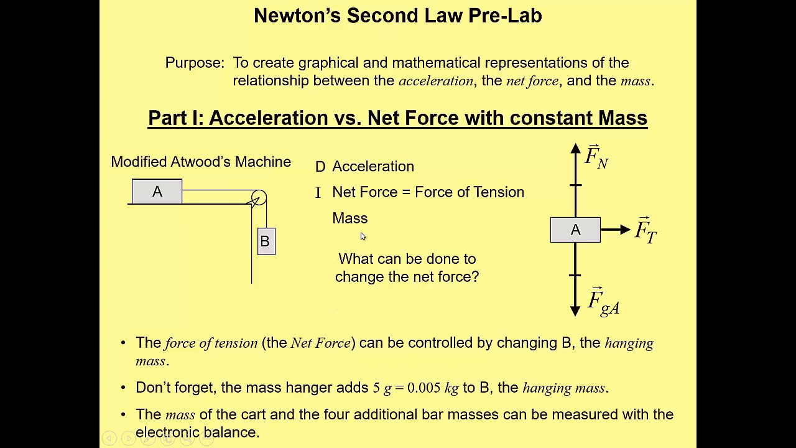Now, mass we're going to keep constant, but in these multivariable labs, it's important that we know what constant we're using. So I want you to take your cart. You can take the string off it, and you're going to put 4 little aluminum bar masses on the cart. There's little slots for you to put these. And I want you to take the cart and the 4 masses over to the electronic balance and measure it. Convert it to kilograms, write it on your lab sheet, so that we know what constant mass your cart had.